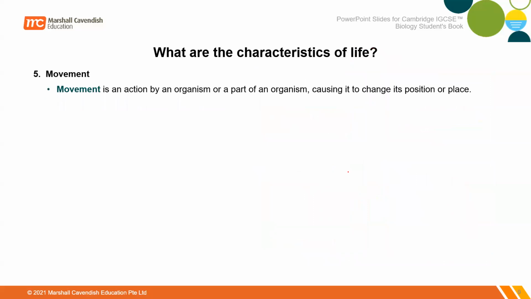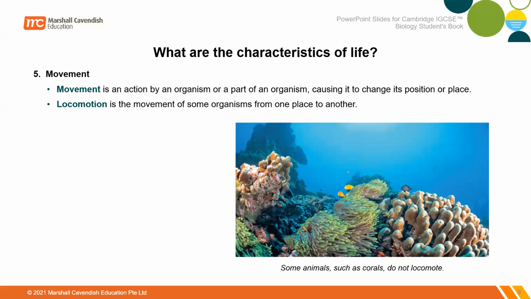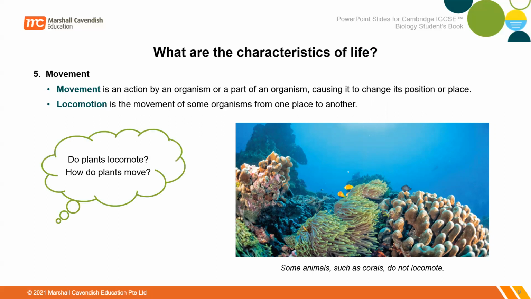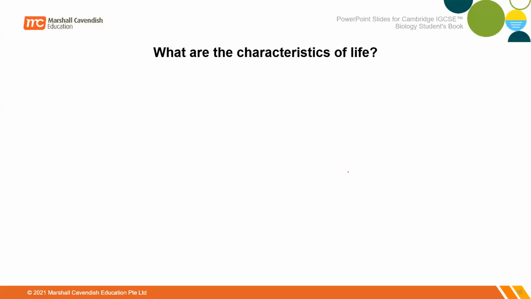Another characteristic, which is number 5, movement. If I asked you guys simply, what's movement? Movement is an action by an organism causing change either in place or position. So movement is one of the characteristics that we can share among all living organisms. So the movement, for example, of some animals, the movement of plants, the movement of plants towards specific stimuli, all of this is considered a kind of movement.